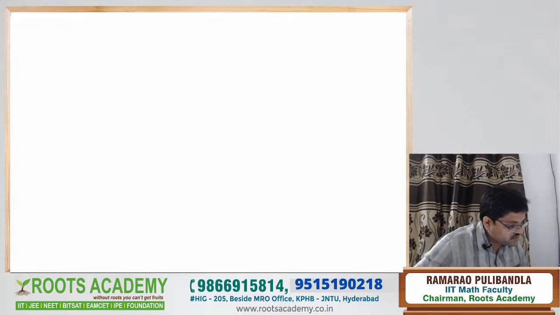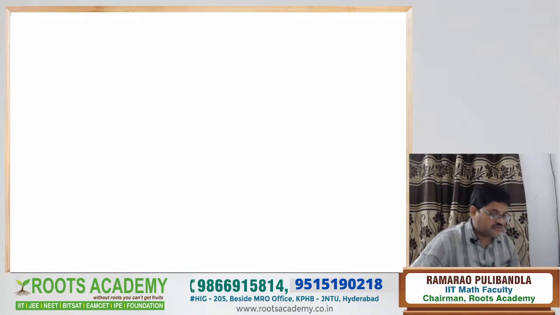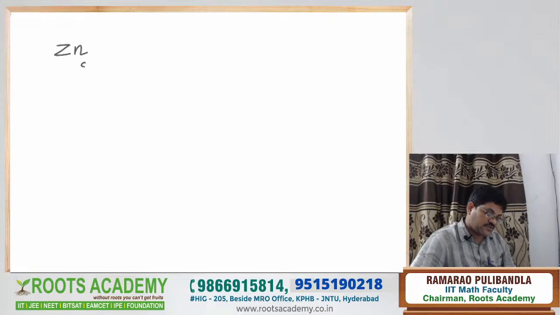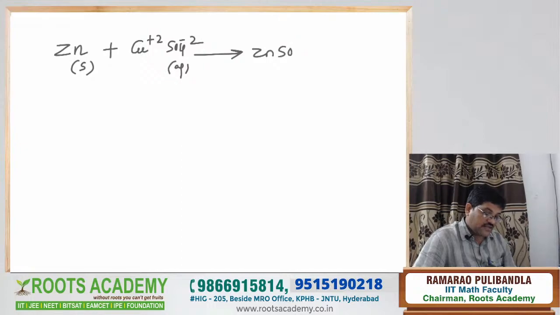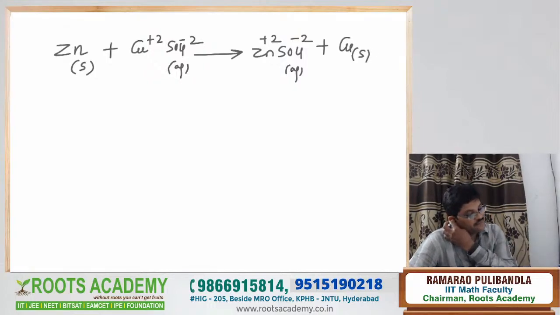What is the redox concept? Give an example. A simple question. Redox concept means one species is oxidized and the other species is reduced. Zinc solid is added to aqueous copper sulfate solution. You get zinc sulfate aqueous solution, ZnSO4, and the copper is precipitated. That is called the redox type.